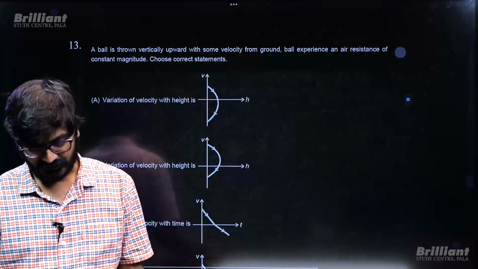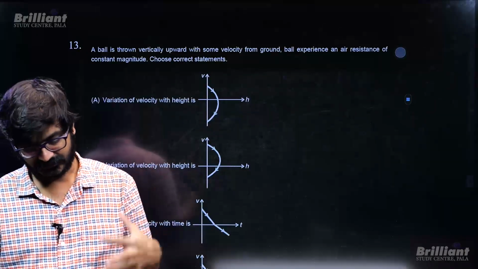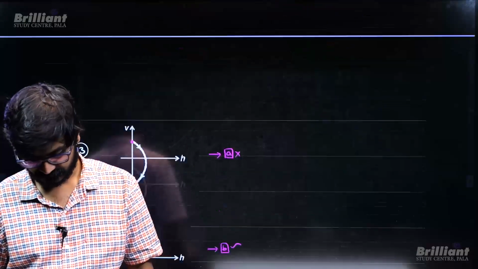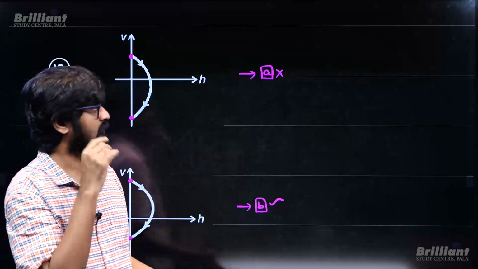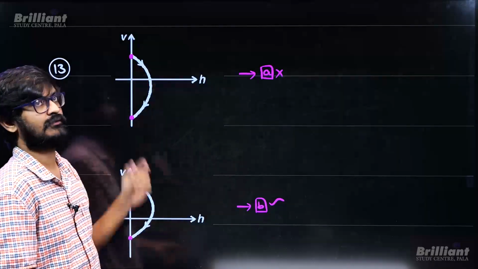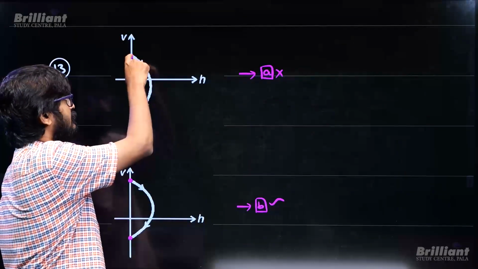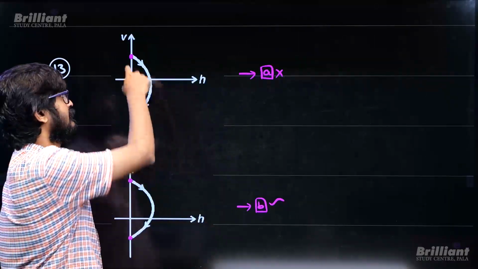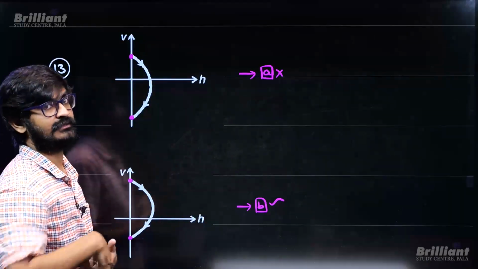A ball is thrown vertically upwards with some velocity. The ball experiences air resistance. Choose the correct statements. See, the ball is thrown vertically upwards, so the initial velocity is positive. Now if you notice this one and this one, this is small and this is more. So when you throw up, it is less speed, but when it is coming down, it is more speed.